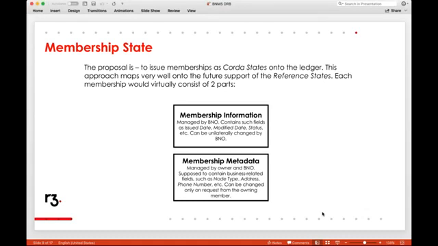And the other part is the member metadata. Member metadata is the way for the member to associate some metadata with his identity. For example, this can be his node type, the role he's playing on the business network, or some metadata about his address or contact details, and so on. Some custom metadata which is managed by the member itself.